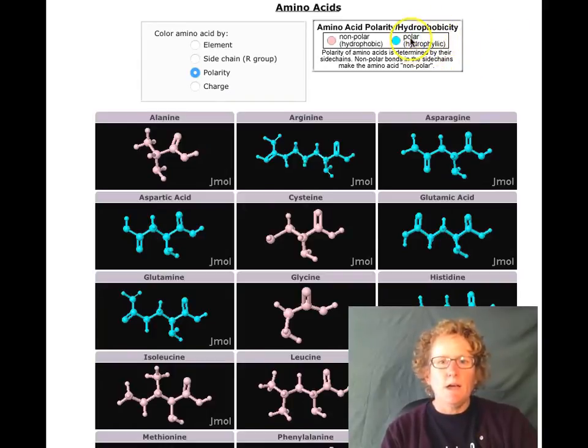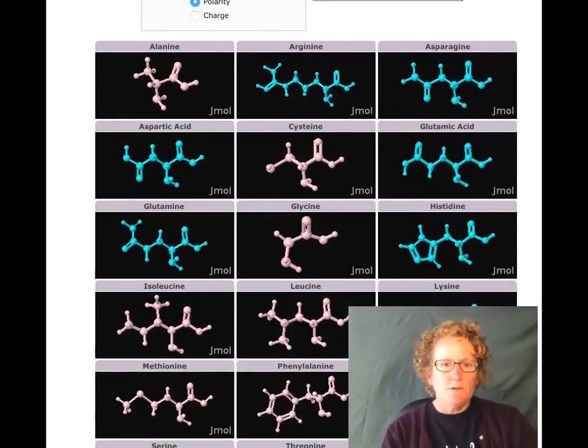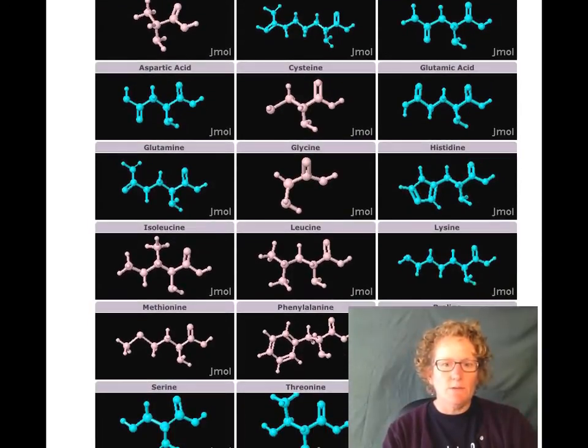which is hydrophilic. The polar parts, the polar amino acids are going to love hanging out with water, and the hydrophobic parts are going to want to hang out with the other hydrophobic parts of the protein. So here's another look. You can pause and count if you'd like.